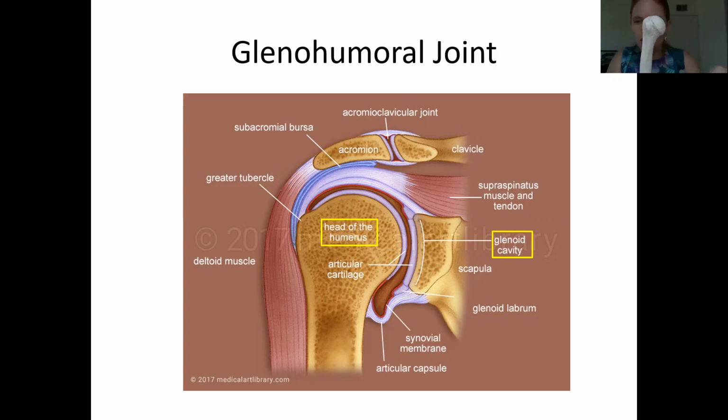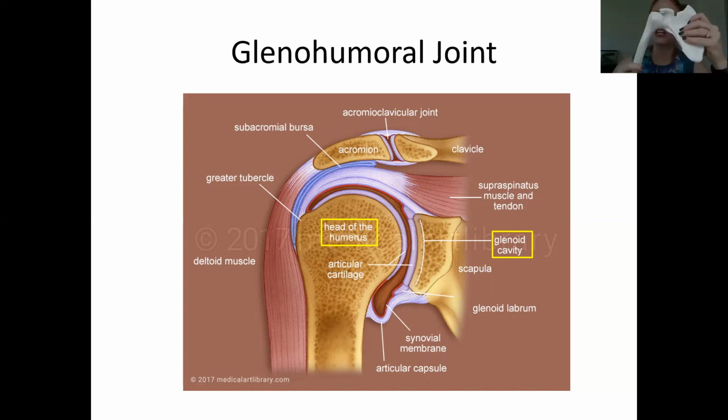Now, the humerus has a large, bulbous, round projection that is called a head. You've seen heads before, and you'll see them again. For example, right here on the femur, this is also a head. We have a large, bulbous, round projection, and that is a head. The head of the humerus sits into the glenoid cavity, and this creates a ball and socket joint, and it allows for quite a lot of movement.